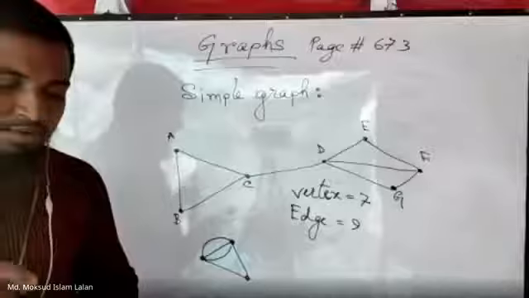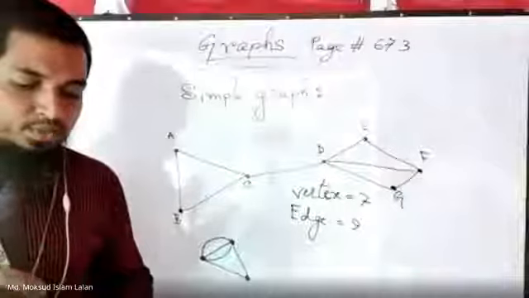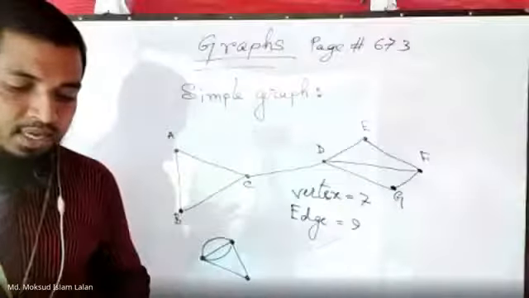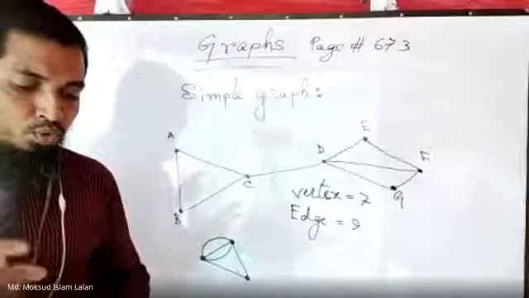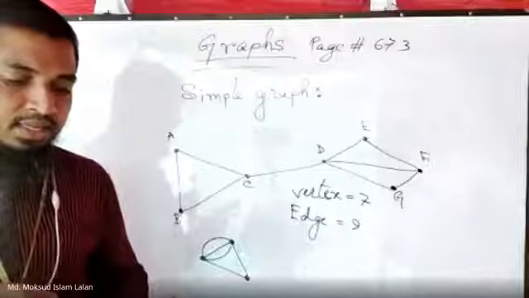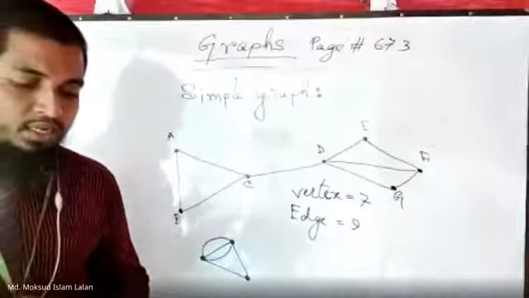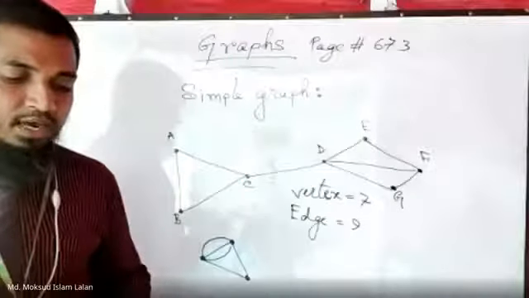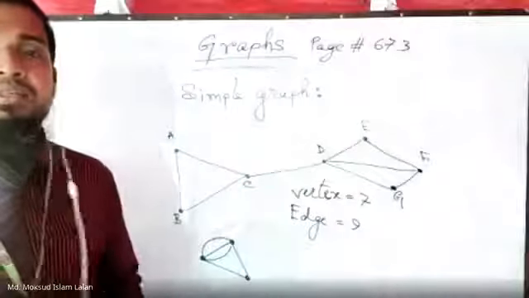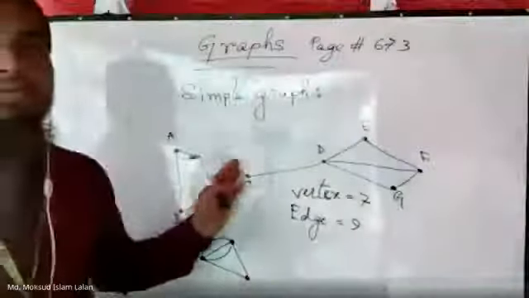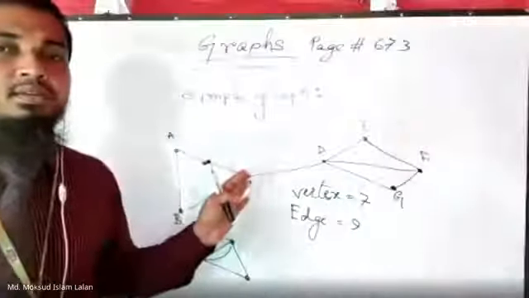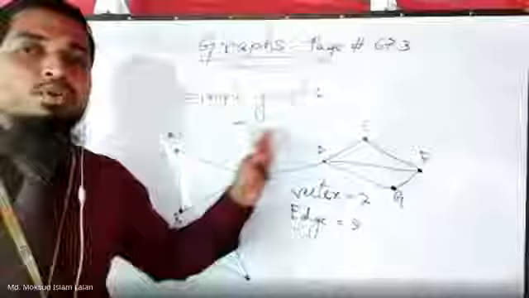Yes, sir. Clear. A graph in which each edge connects two different vertices and where no two edges connect the same pair of vertices. Here is the second condition: no two edges connect the same pair of vertices. Definitely, I mean single, right? Yes, sir. This is called a simple graph.